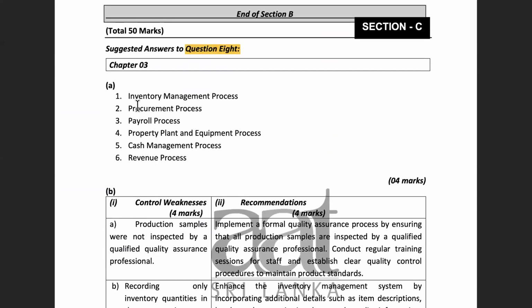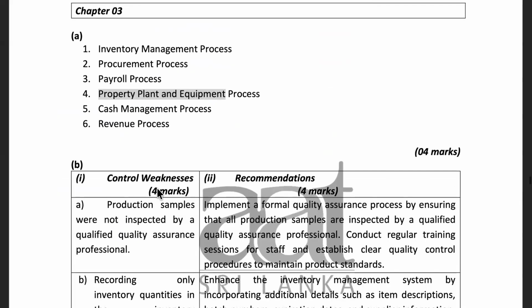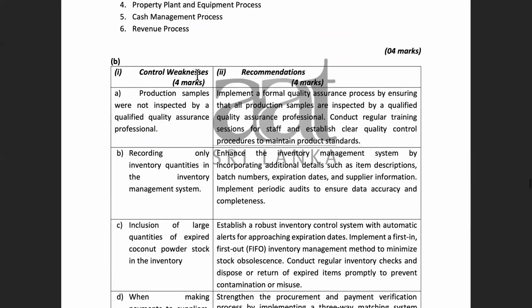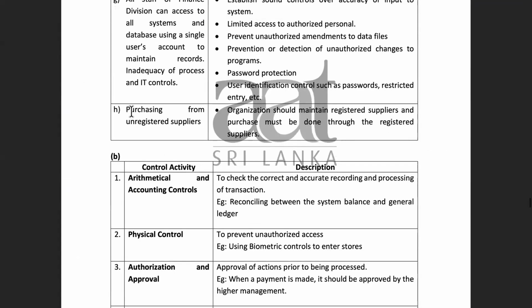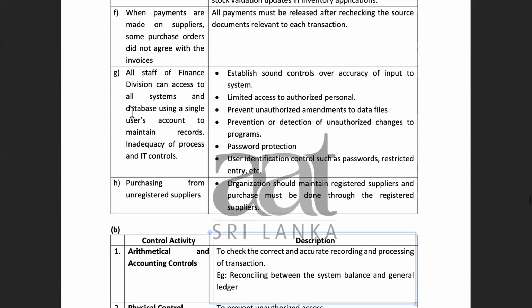And the first question is about the major business processes: inventory management process, procurement, payroll, property, plant and equipment, and cash management, everything is there. And let's talk about these control weaknesses. They have identified a lot of control weaknesses. You have to identify only one.